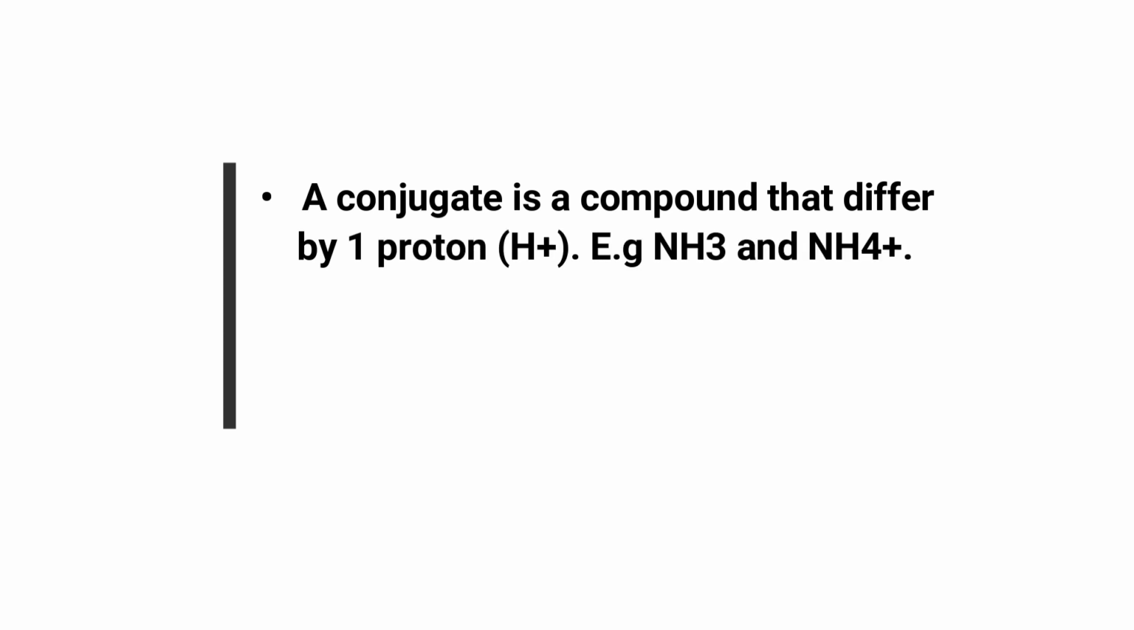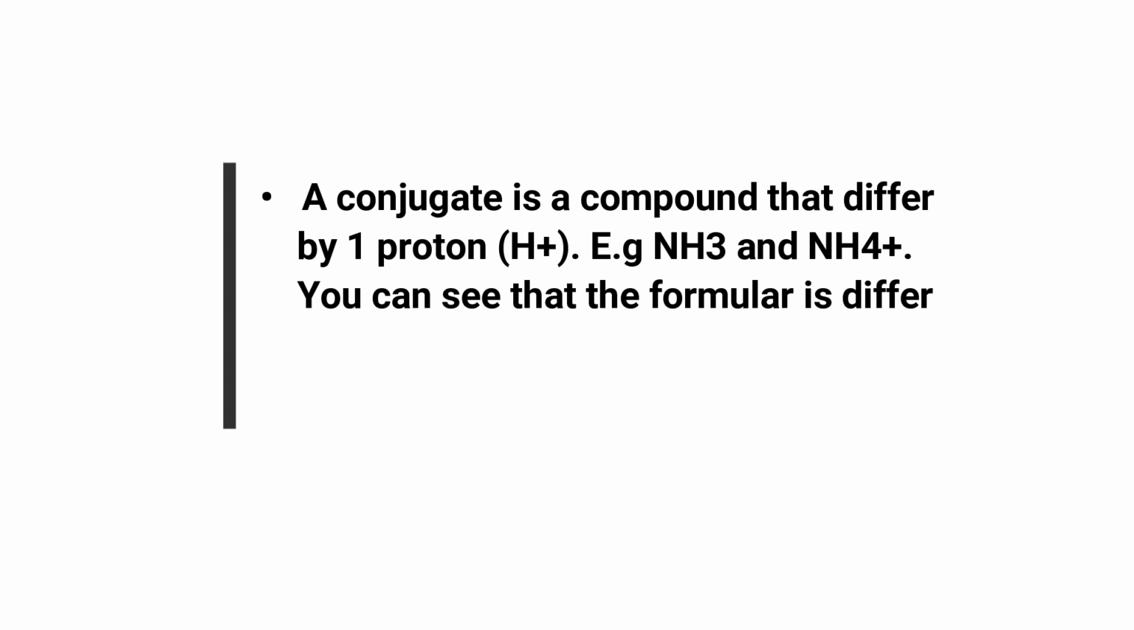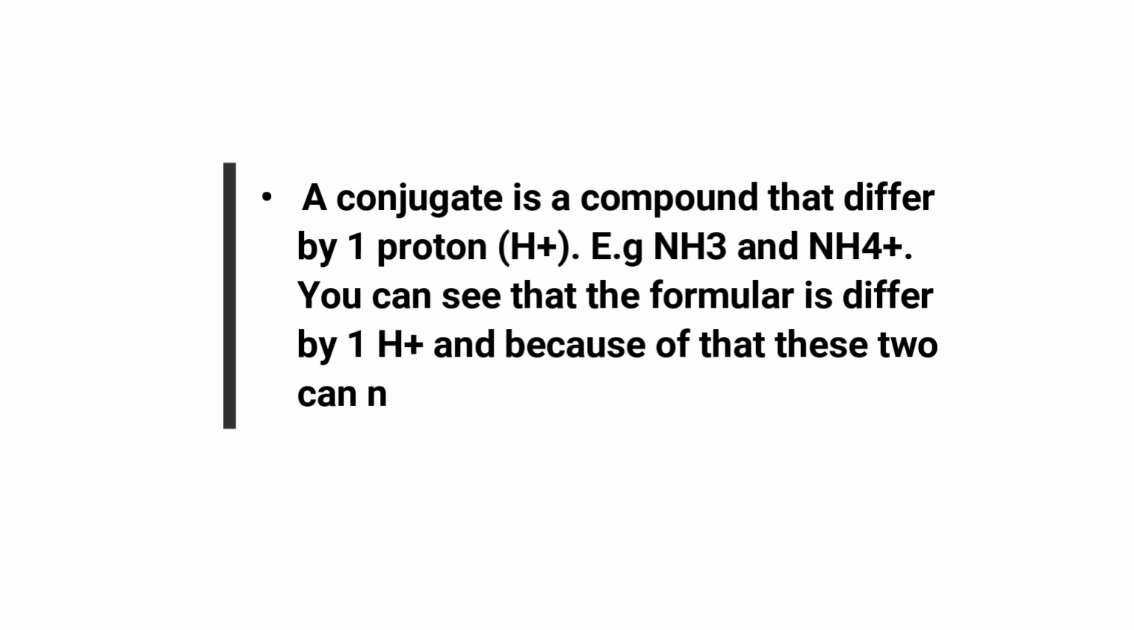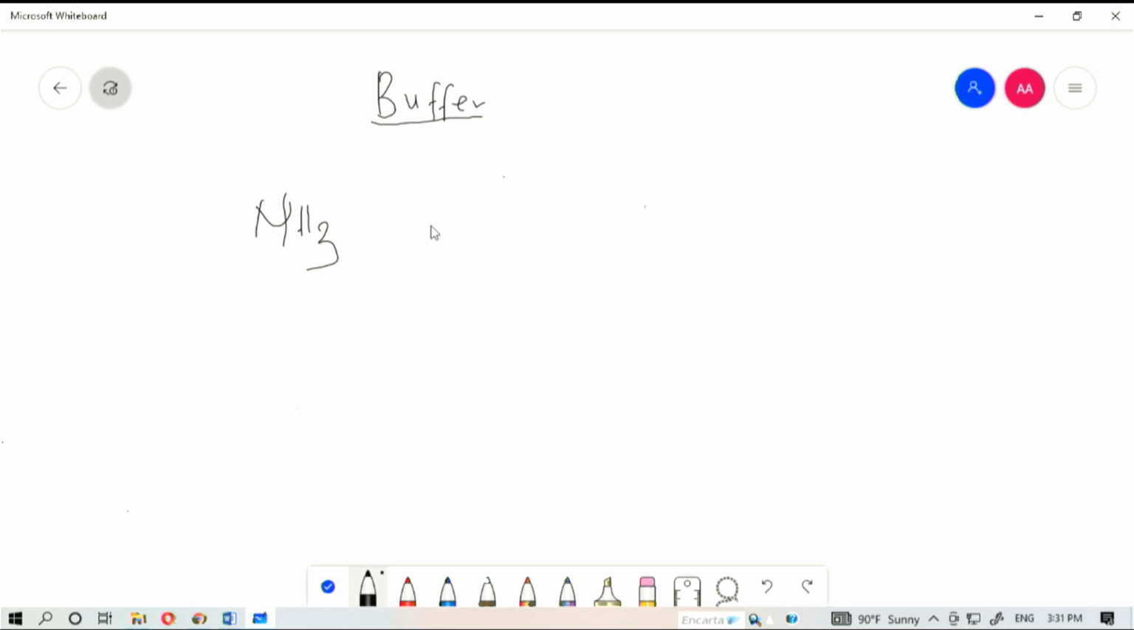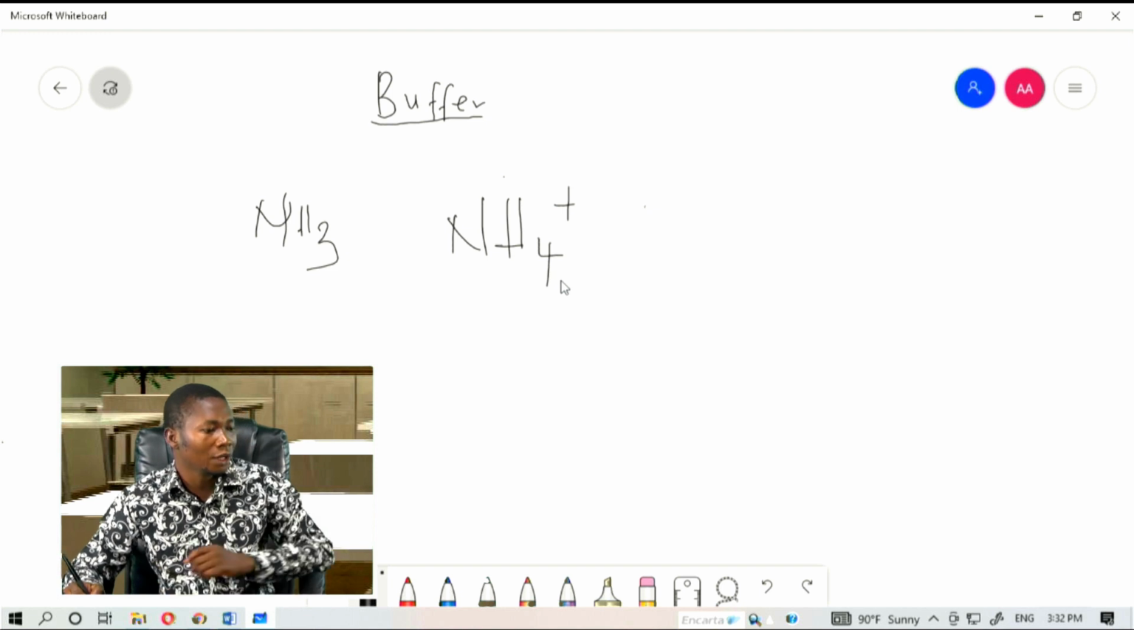NH3 and NH4. You can see that the formulas differ by one proton, that is one H plus, and because of that these two form a conjugate pair. Now let's see: NH3 and NH4 plus. So the difference here is one proton.